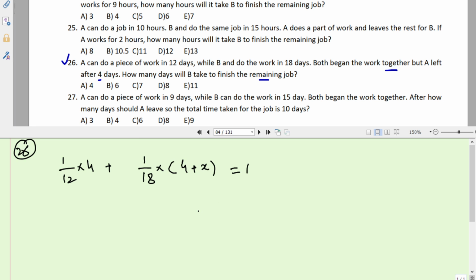This is how the job will be done. So you need to find these more days. 4 days are done, they work together. Now how many more days will B take? This is what you need to find out.